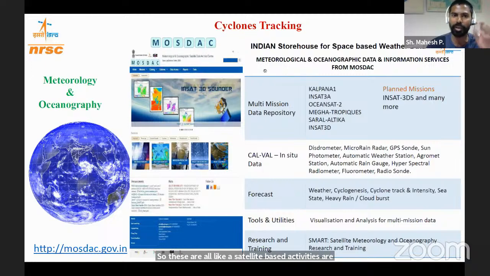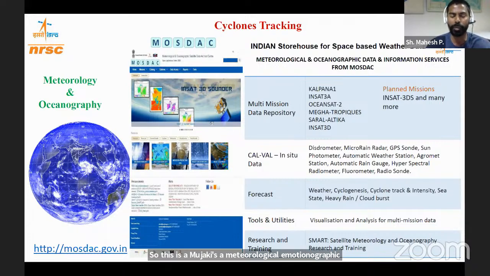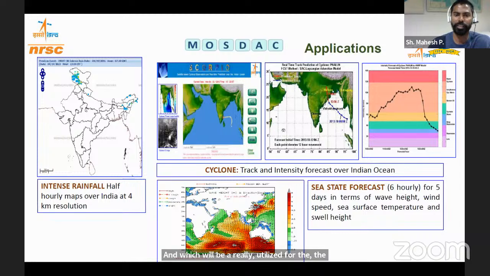This is MOSDAC, the Meteorological and Oceanographic Satellite Data Archival Centre, a data and information service, and there are many other parameters. I think researchers and students should explore this site, and you will be able to get much information from it, which will be really useful for day-to-day research in different fields. And these are all different applications. For example, the cyclone forecast is also from the high resolution WRF model prediction.